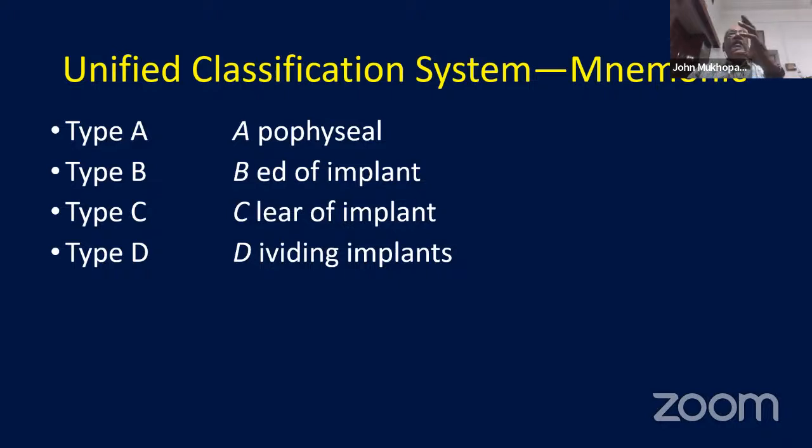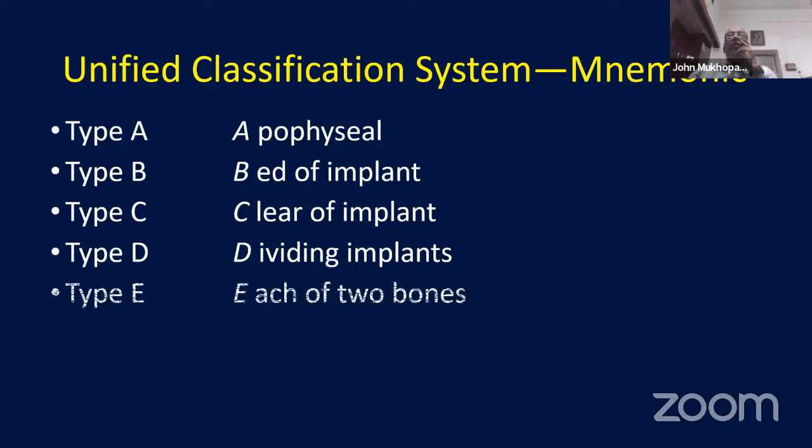Now, type D was where there was a hip replacement and a knee replacement, or a knee replacement and an ankle replacement, and the fracture was in between the two implants, two arthroplasties, through the bone. So it was type D, called dividing the implants, again to keep the mnemonic going.